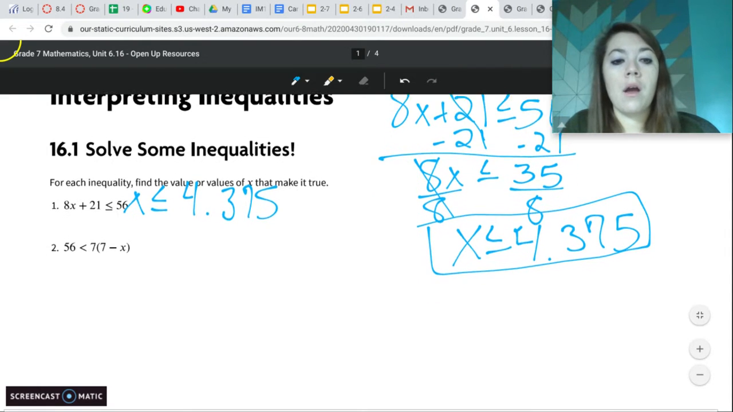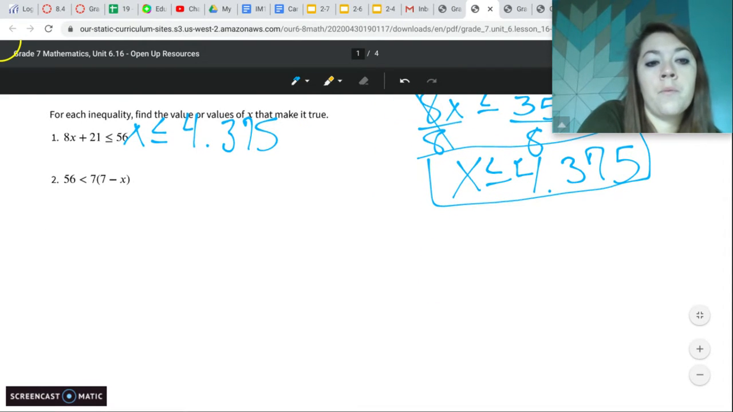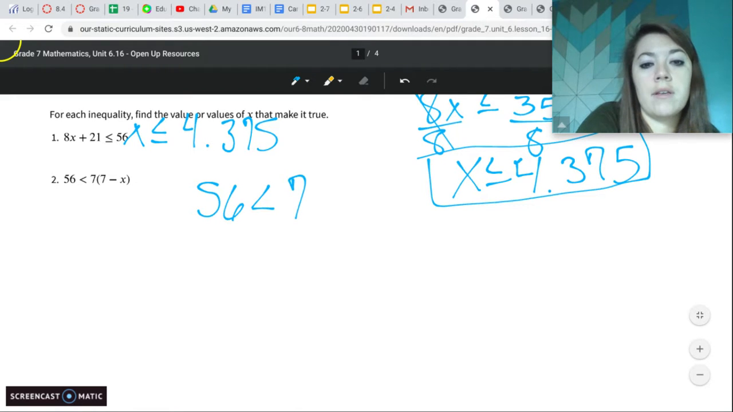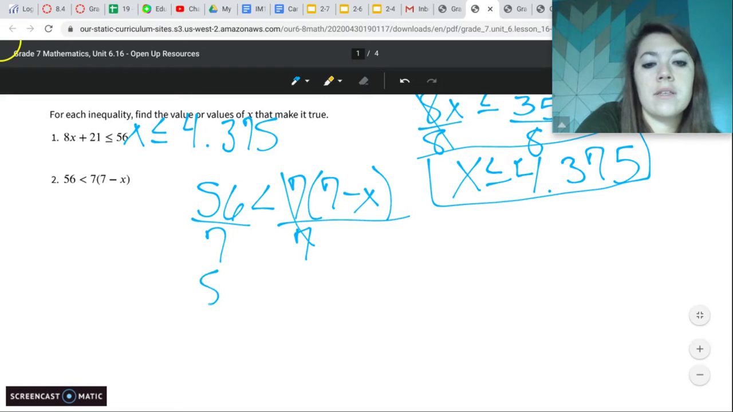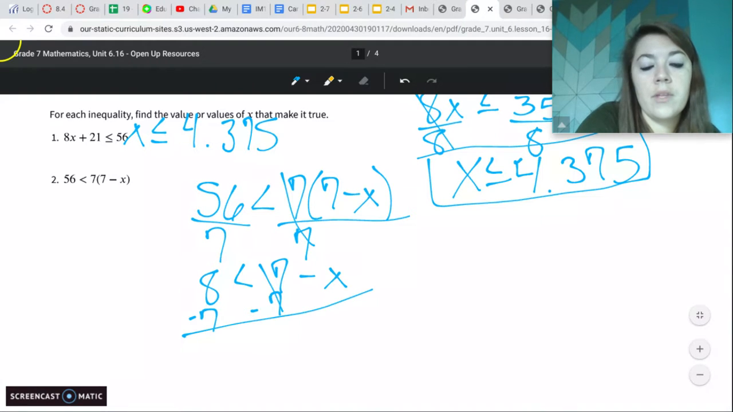Okay? All right, the next one, we have 56 is less than 7 times 7 minus x. So we're going to divide by 7 to start. So 56 divided by 7 is 8 is less than 7 minus x. So then I'm going to subtract the 7. So 8 minus 7 is 1. 1 is less than negative x.